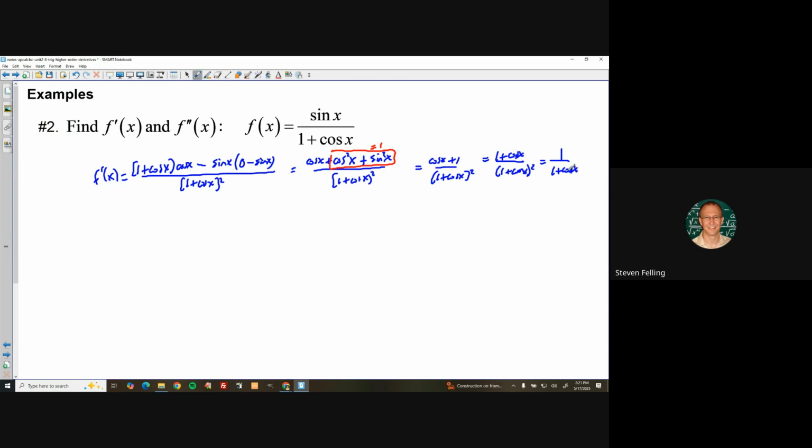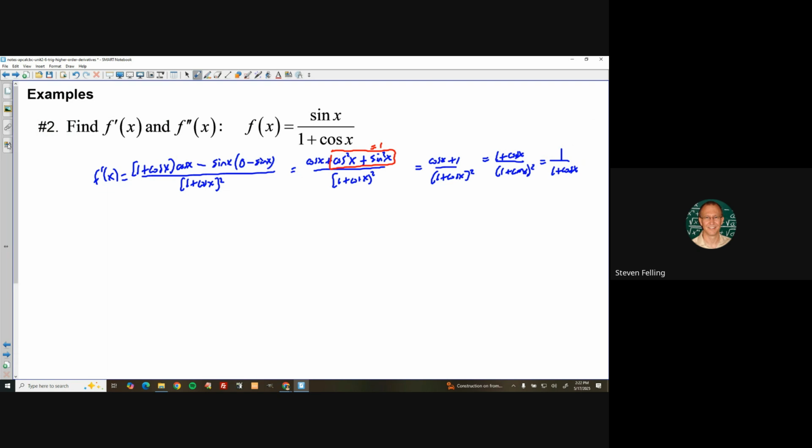So after all that, we've got 1 over 1 plus cosine of x, right? Is it 1? Let's see, yes. Yeah, that's right. Looks like my notes actually are wrong. I'm going to have to change that. All right, so this is 1 over 1 plus cosine of x.